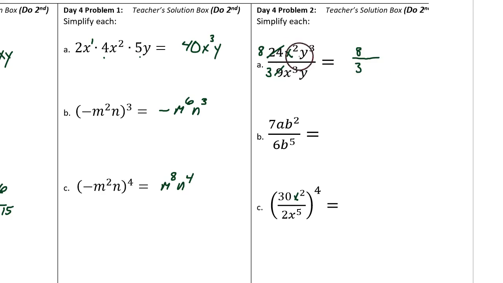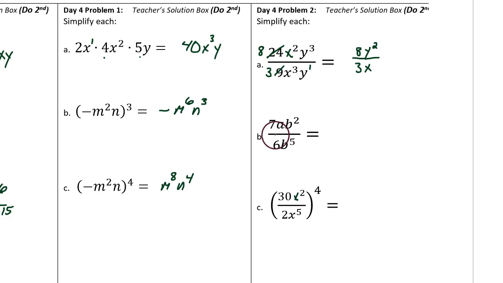Now let's work with the variables. X to the 2 divided by x to the 3. We're going to subtract the exponents. Let's pay attention to where the remaining x's will be located. They'll be in the bottom because there's more in the bottom to begin with. 3 subtract 2 is 1. There's 1 x left over, and it's in the bottom. Now the letter y. We have y to the third on top, y to the first on the bottom. 3 subtract 1 is 2. There are 2 y's left, but in the top.